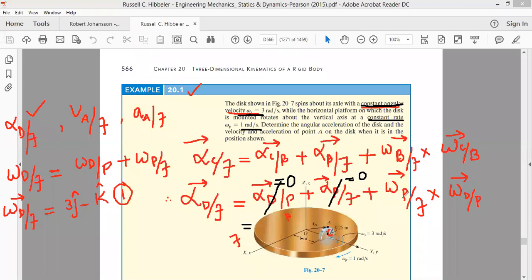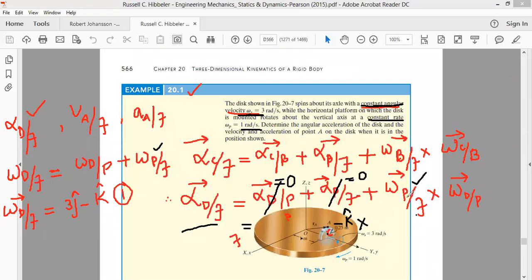So we are left with the angular velocity of the platform with respect to ground, which is minus k cap, and its cross product with the angular velocity of the disk with respect to the platform. Here is a little correction: this is the angular velocity of the platform with respect to the ground, that is minus k cap, cross product with the angular velocity of the disk with respect to the platform. Sorry, it will be 3j, minus k cap.